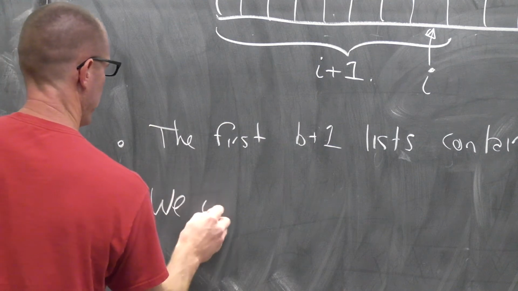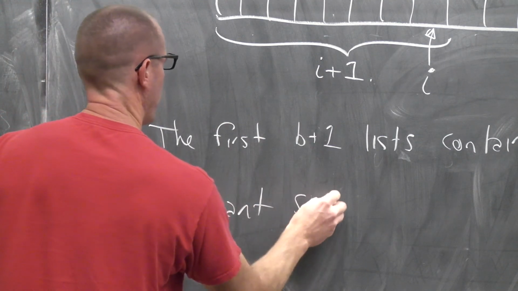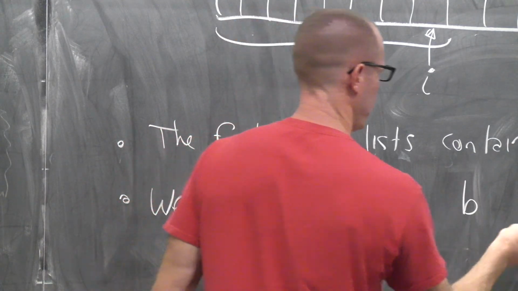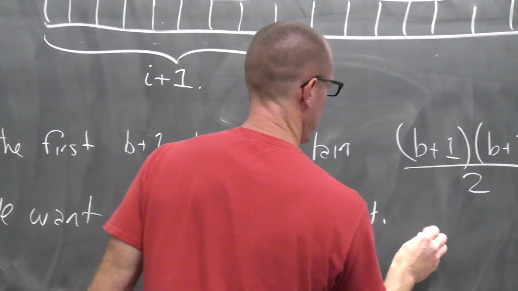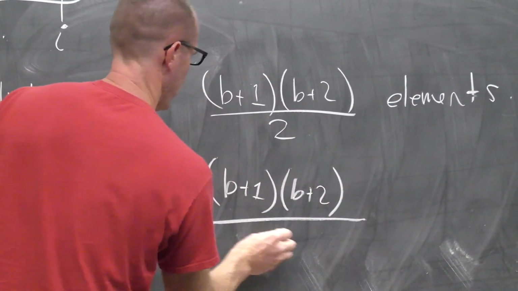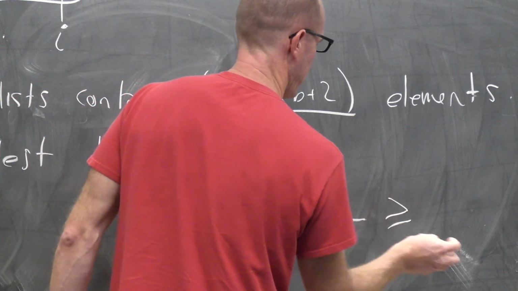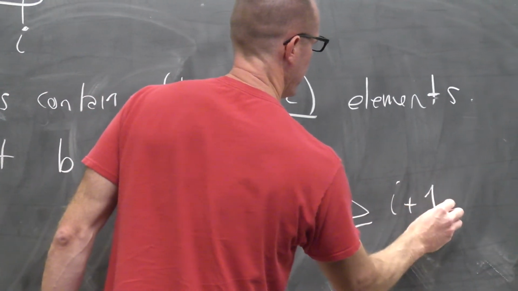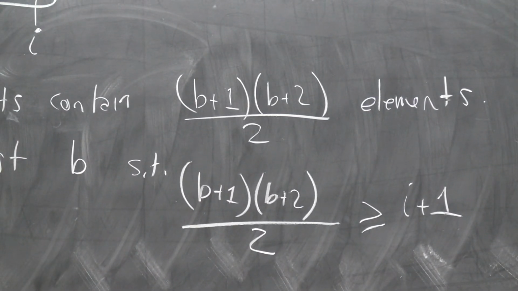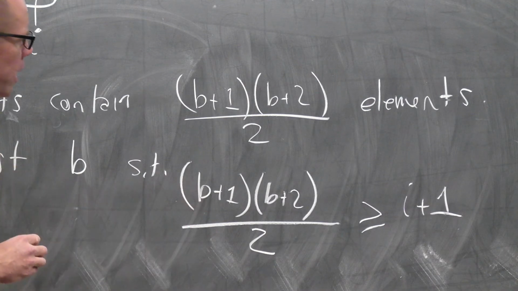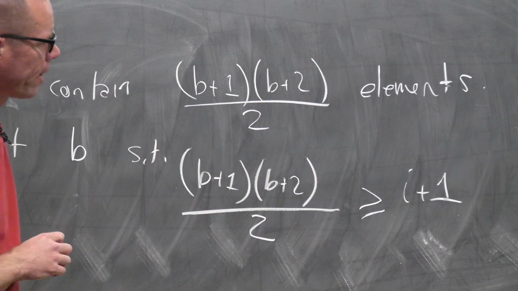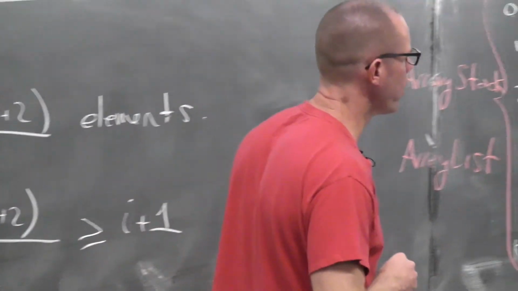And we want the smallest b such that (b plus 1) times (b plus 2) over 2 is bigger than or equal to i plus 1. So that's what we're looking for. The smallest value of b that satisfies this equation here. The smallest integer b that satisfies this equation.